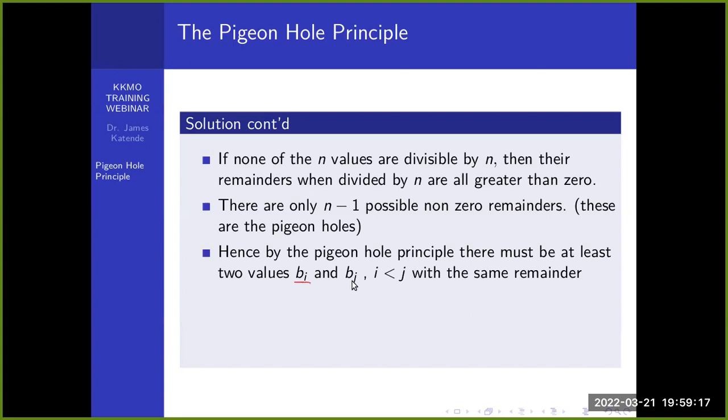So let's label those two numbers B_i and B_j. They must exist, so there must be two that have the same remainder. Let's just pick them as B_i and B_j. Then consider the difference B_j minus B_i, where we assume that i is less than j, so B_j is definitely bigger than B_i. This difference will be divisible by n. Why is it divisible by n?